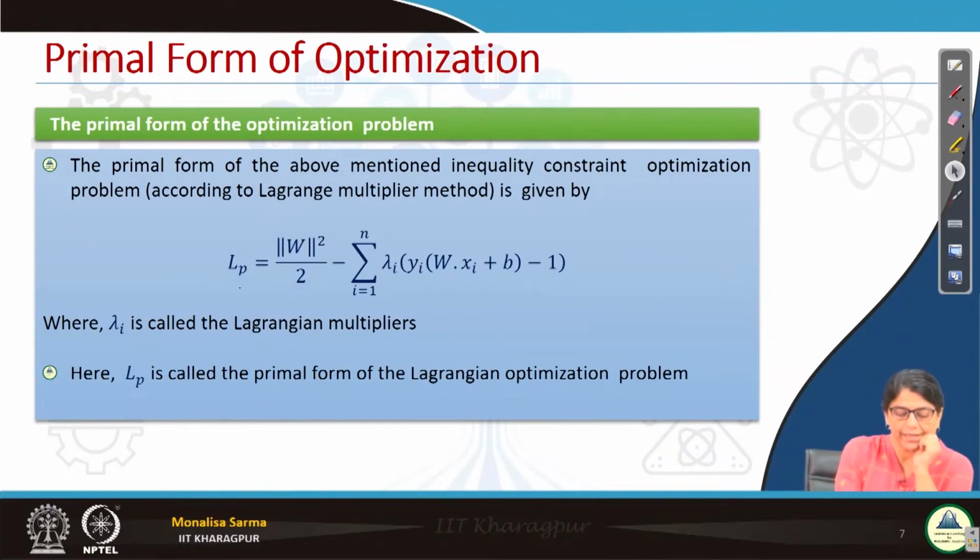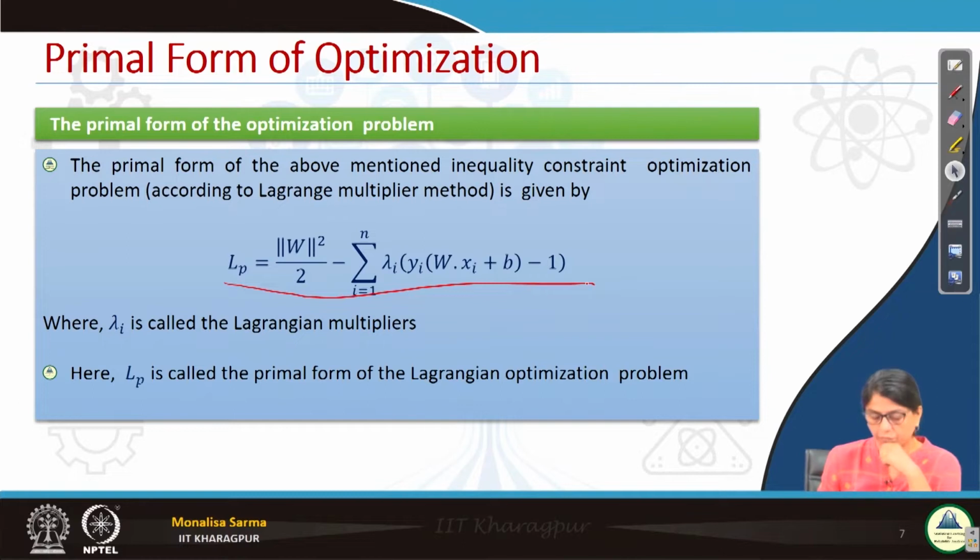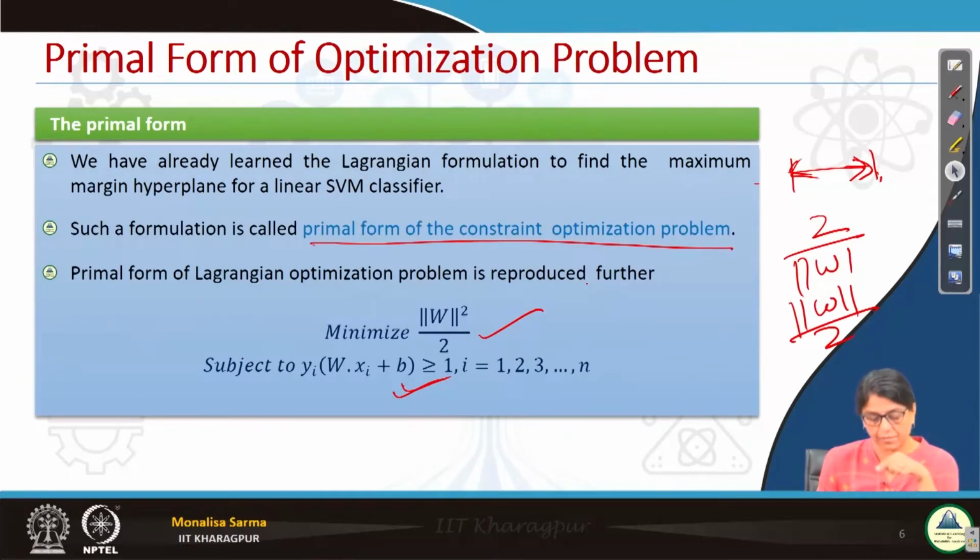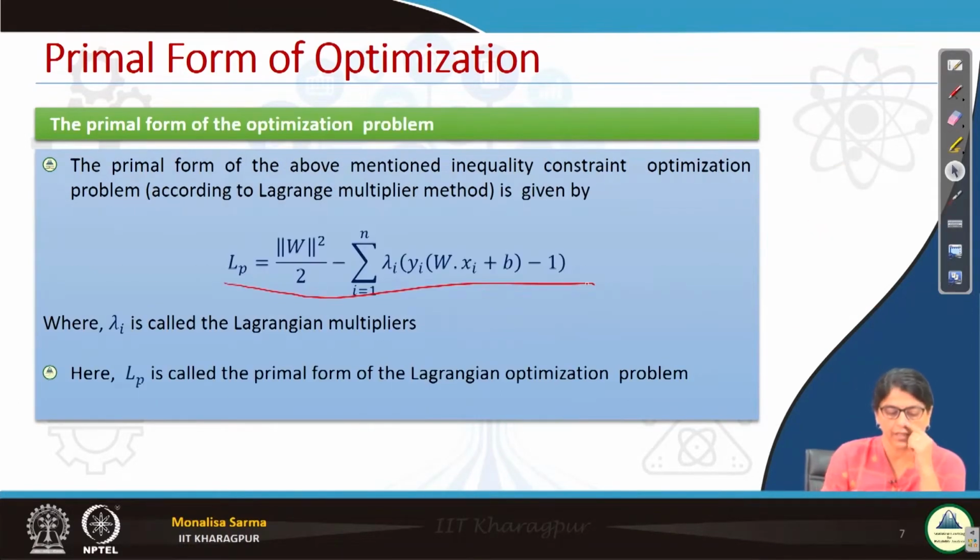This was my Lagrangian form. Minimize this subject to this constraint, which I have written in Lagrangian form as this. Earlier I did not use the subscript p; I just wrote L equals this. This was my Lagrangian form. Remember, we have done this. That time we did not mention it specifically.